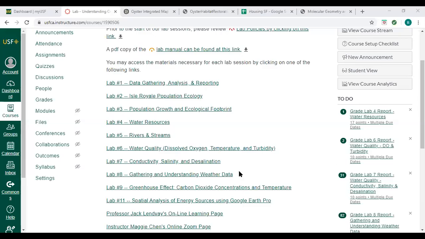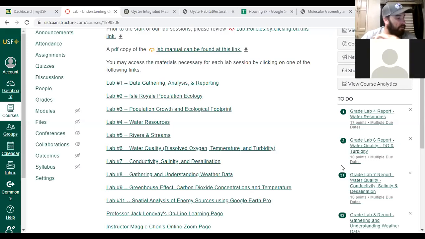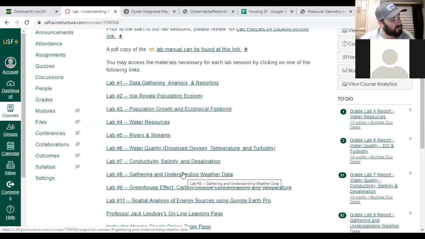Okay, so this week we're going over Lab 9, greenhouse effect, carbon dioxide concentrations and temperatures. It starts on page 74 in your lab manual. So we're gonna watch 3 videos and then you will answer a couple questions on pages 77, 78 and 79, just about greenhouse effect and the atmosphere and about the lab.